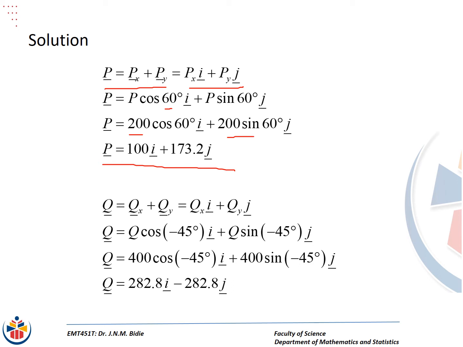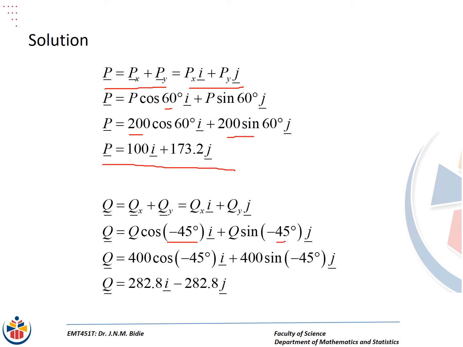Same with Q, but now the angle of Q is negative 45 degrees. Why 45 degrees? Q is 45 degrees south of east, so that means it's in the 4th quadrant. So it cannot be 45 in the 4th quadrant. We can write it as 335 degrees or negative 45 degrees.